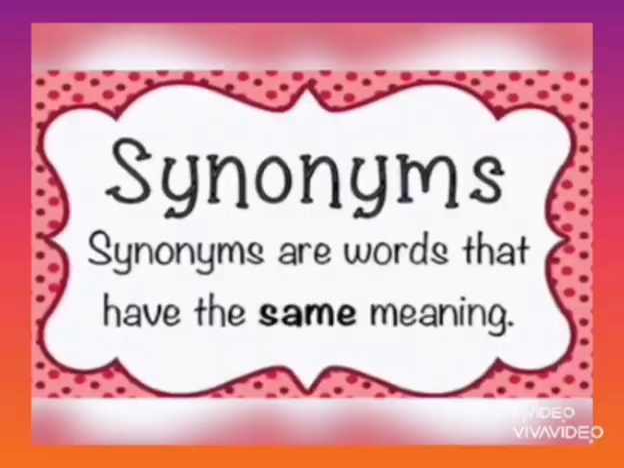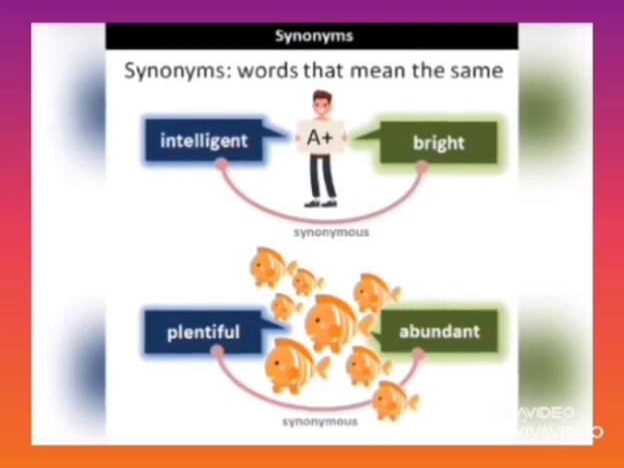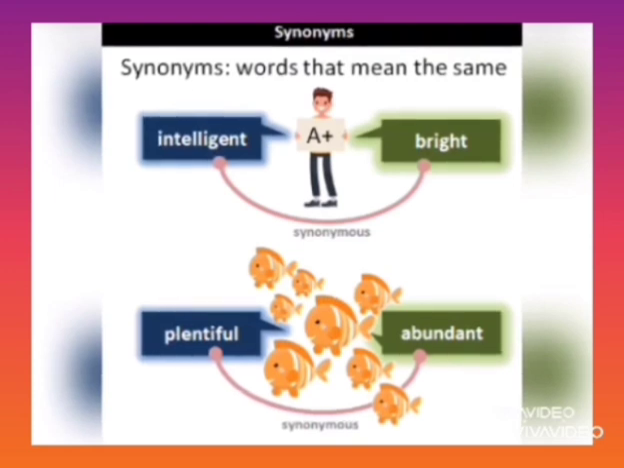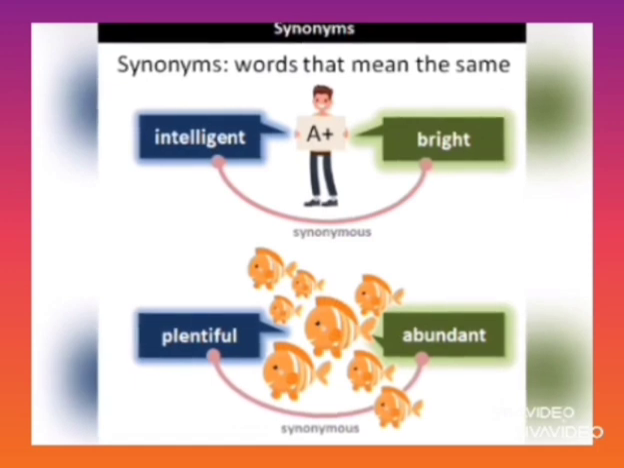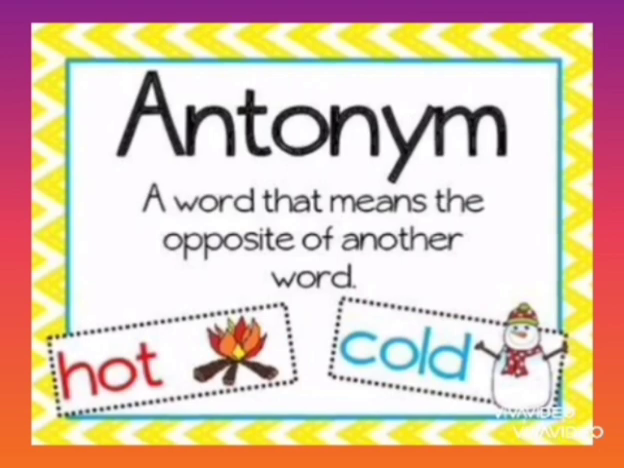Now look at this picture. Yes, intelligent. Synonyms means words that mean the same. The synonym of the word intelligent can be bright. See, so many fish are here. So plentiful, and the synonym of the word plentiful is abundant. So you can understand that the synonym of the word bright is intelligent. Similarly, the synonym of the word intelligent is bright. Plentiful. The synonym of the word plentiful is abundant.